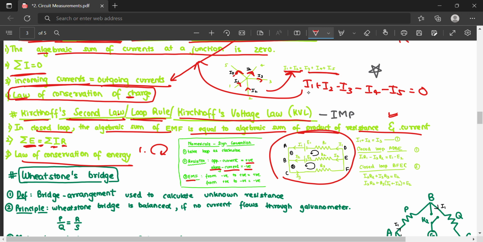If EMF is from negative to positive, you would take positive, but if it's from positive to negative, you would take negative. I just want you to remember these points. When a numerical comes, I'm going to be explaining it based on this little sign convention table which I've made here. Please take a note down of this.